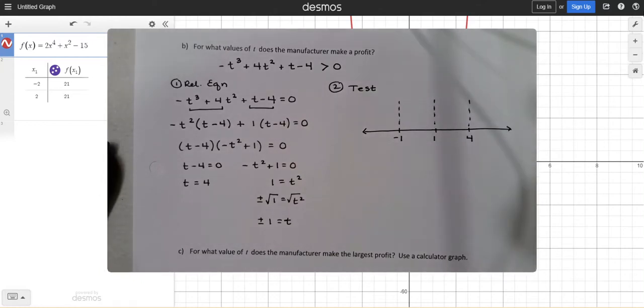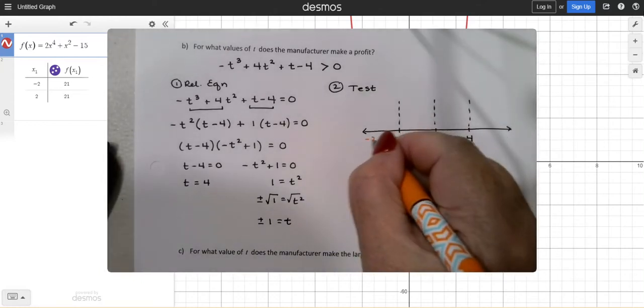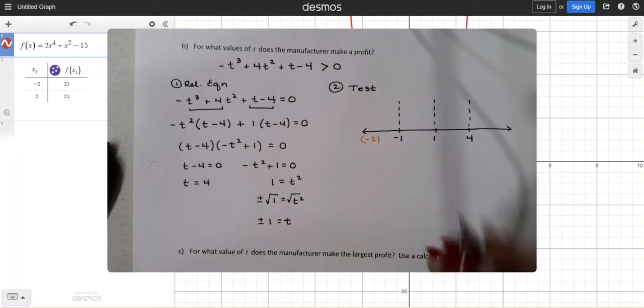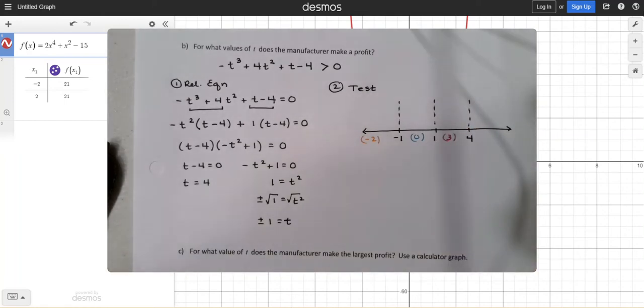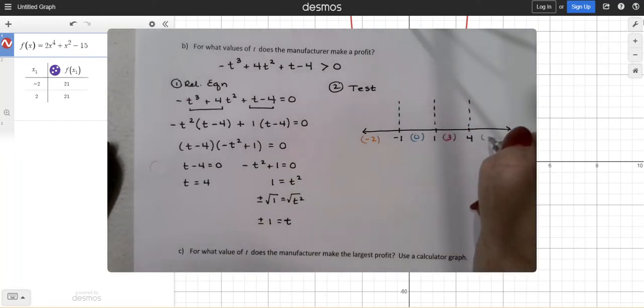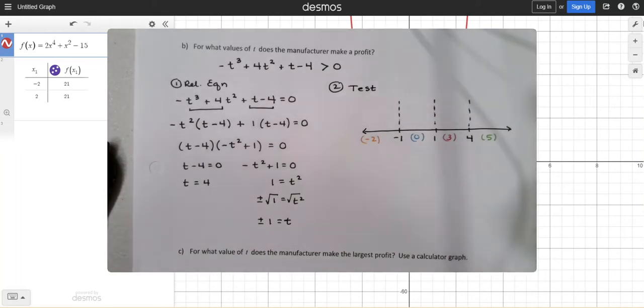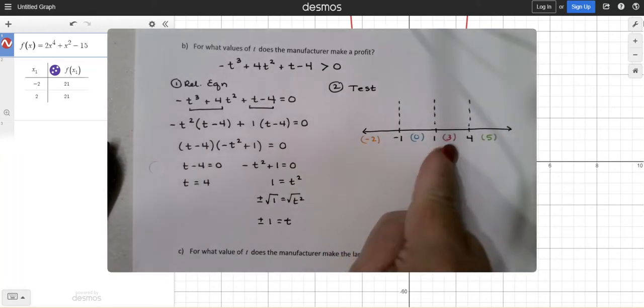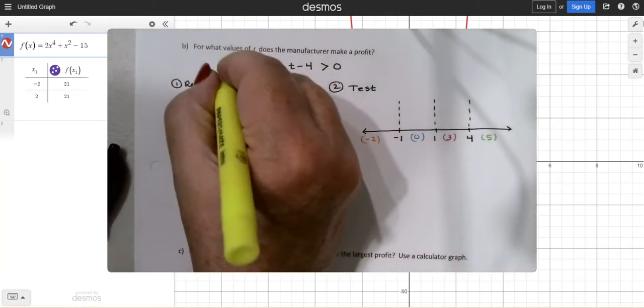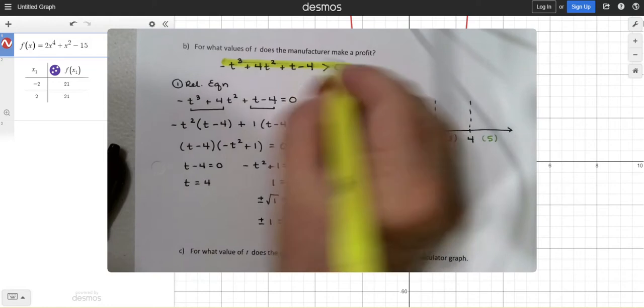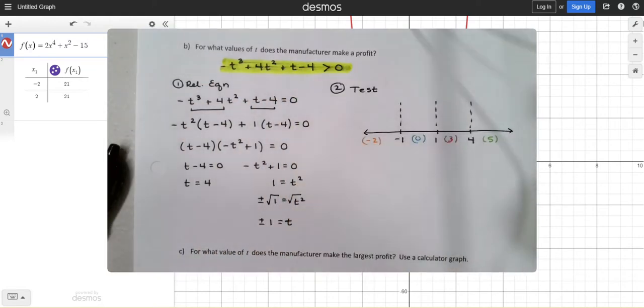So for test values, I'm going to choose negative 2, 0, oh, I don't know, let's go with 3 and 5. One test value in each section of the graph that gets created. And what I'm testing is again to see when this profit equation is greater than 0.